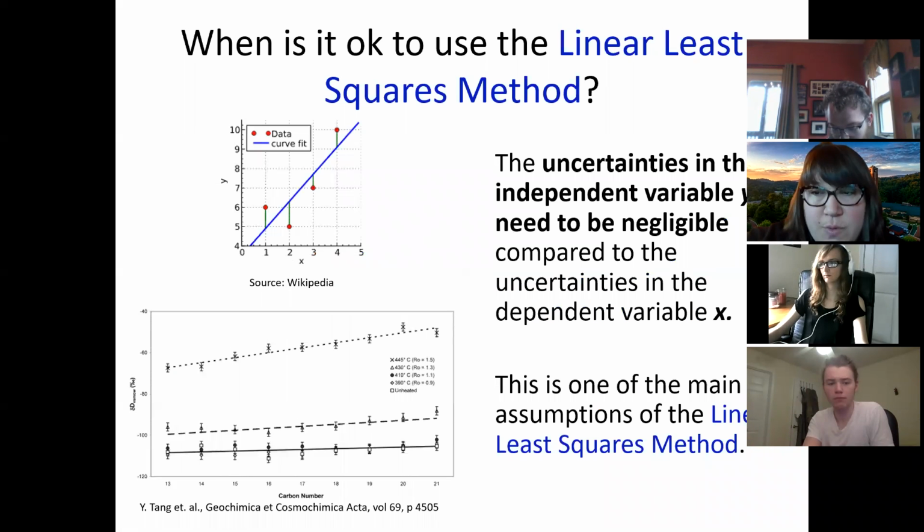Okay, when is it okay to use this linear least squares method? Well, it depends on the uncertainties of our y dependent axis points compared to the uncertainties in our independent axis points. Even though we're not showing error bars right now, we still need to know about them, because the ones in the y direction should be much bigger than the ones in the x direction for linear least squares regression to work.